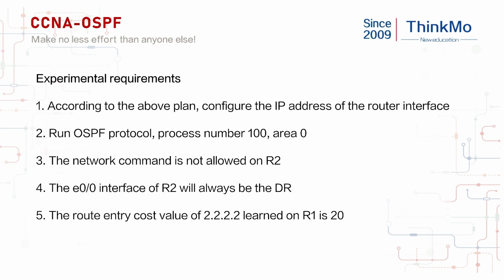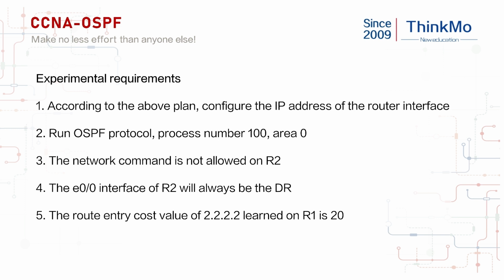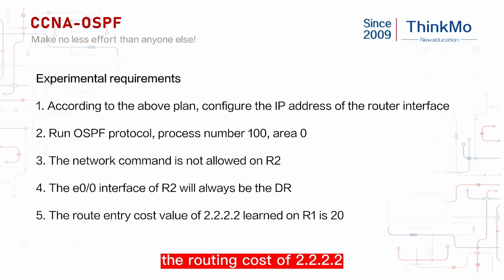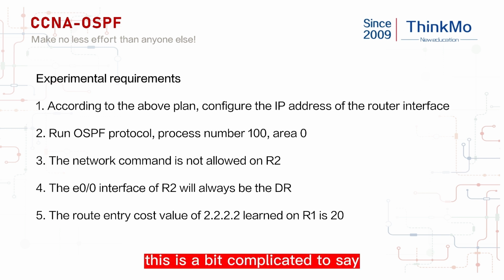After that, we will make the left interface of R2 become the DR forever. Then we thought, priority can be modified. And the last, the routing cost of 2.2.2.2 we learned on R1 is always 20. This is a bit complicated to say. Then let's take a look.